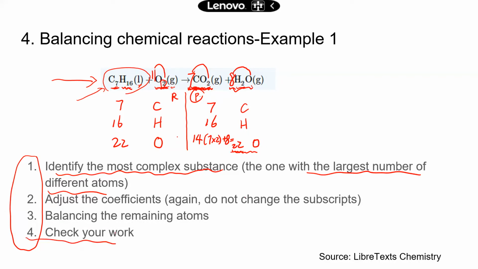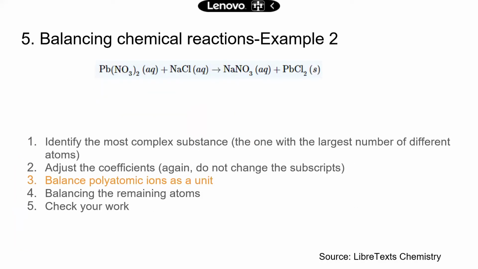Okay, number 4, double check your work. Even though you're pretty confident about your numbers, it doesn't hurt to double check, right? So look at the reactant side. You have 7 carbon, 16 hydrogen, and oxygen 11 times 2, so that's 22, good. And look at the product side: carbon only here, so 7 carbon, and 16 hydrogen. And for oxygen, you have 7 times 2, that's 14, and then you have 8 there, so that's 22. So everything is balanced. Now let's look at a more complicated example.